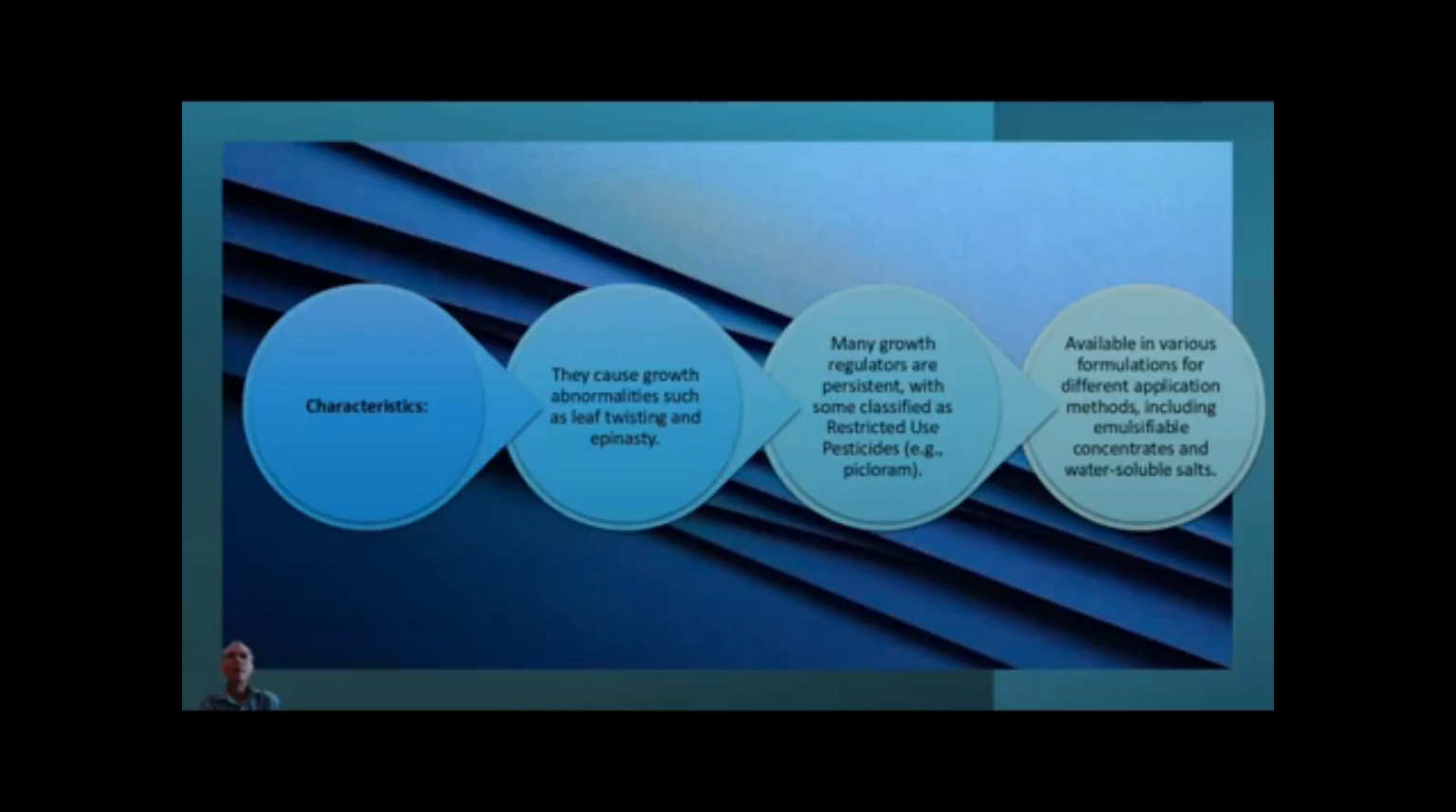Characteristics. They cause growth abnormalities, such as leaf twisting and epinasty. Many growth regulators are persistent, with some classified as restricted-use pesticides, e.g. picloram. Available in various formulations for different application methods, including emulsifiable concentrates and water-soluble salts.